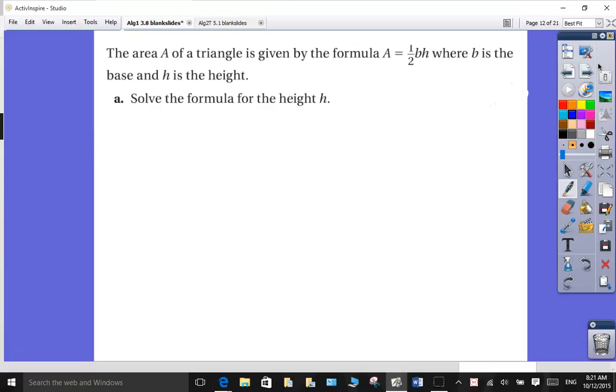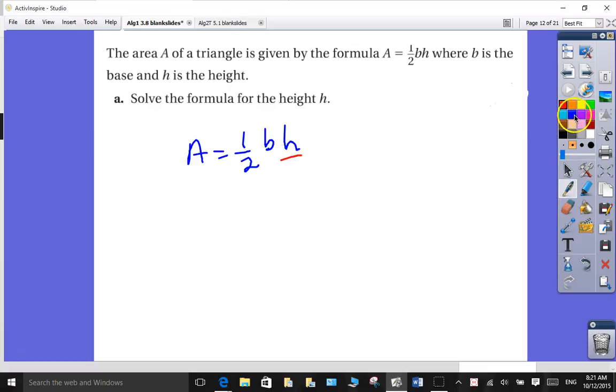So it says the area of a triangle is given by the formula A equals 1/2 BH. So that's a literal equation for us, where B is the base and H is the height. Solve that formula for the height. Right? So let me rewrite it over here. A equals 1/2 BH. So if I have to solve that for the H, that means I need to isolate the H.